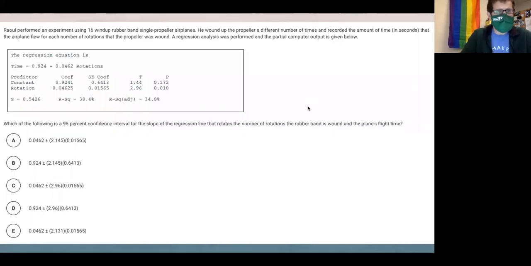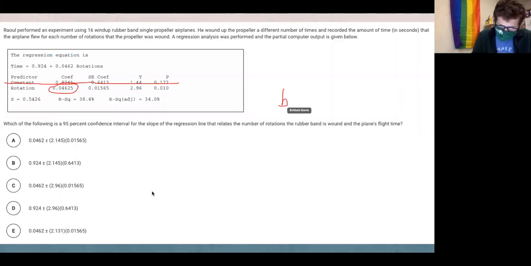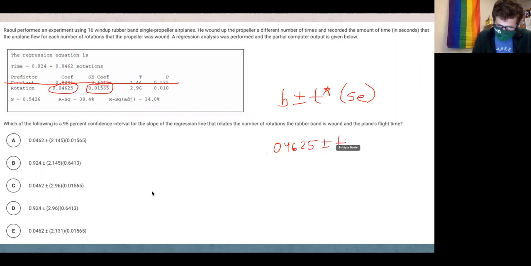Okay, so with this, we are looking at this row right here. Let me go ahead and mark on this. We don't care about the constant for linear regression. So it's going to be our B plus or minus the T star times the standard error. And we already have those. The standard error is right here. It's going to be 0.04625 plus or minus the T star times 0.01565. So that helps narrow it down a little bit, but we still have three choices.